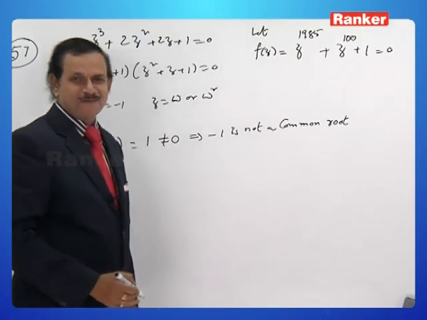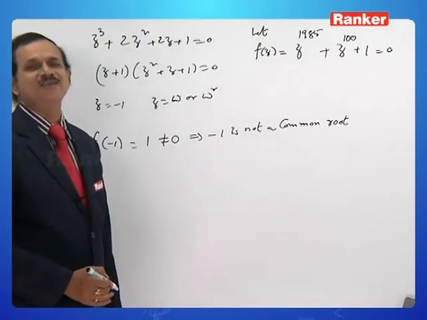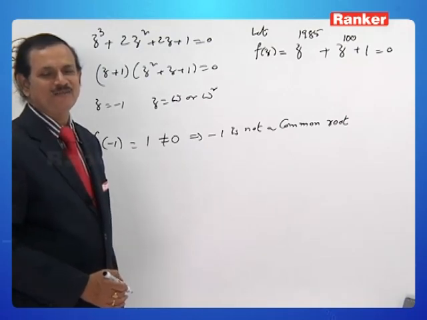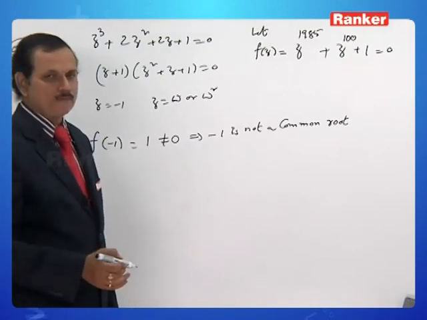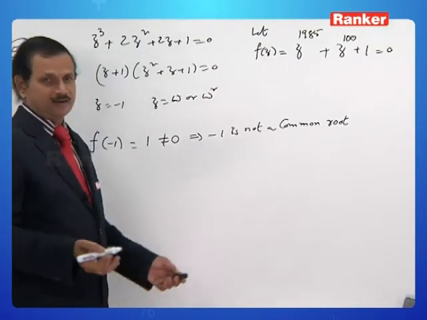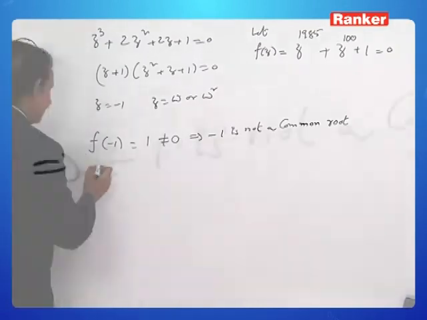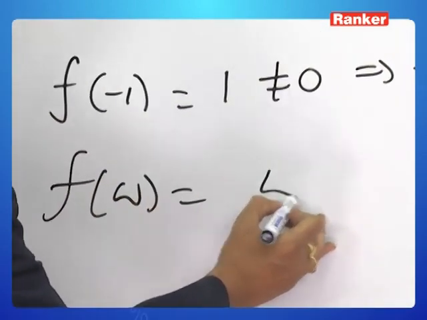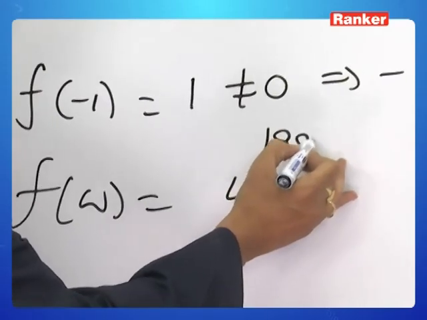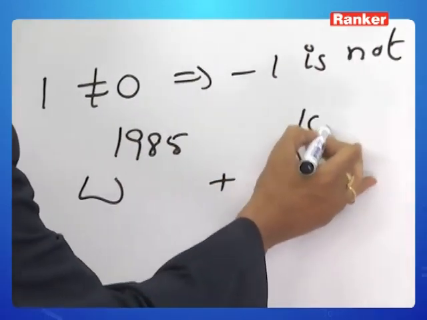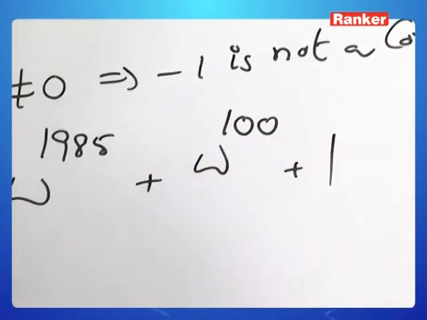The number of common roots has been lessened by 1. Only possibilities are omega and omega square. Yes, it is our duty to check whether they are common roots or not. What is f of omega? Omega power 1985 plus omega power 100 plus 1.